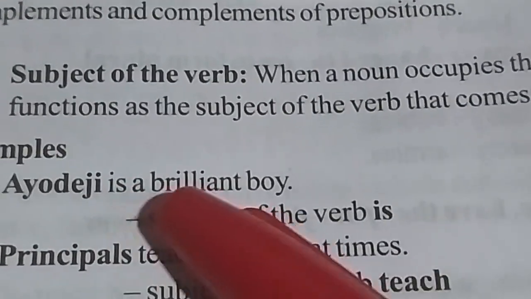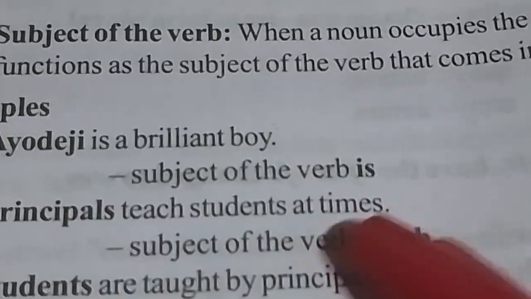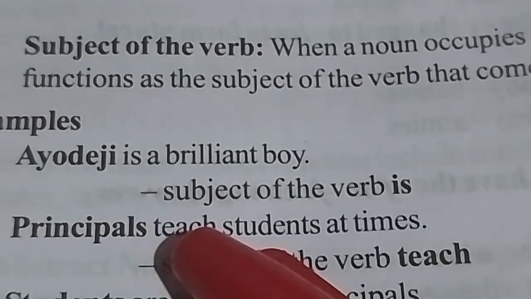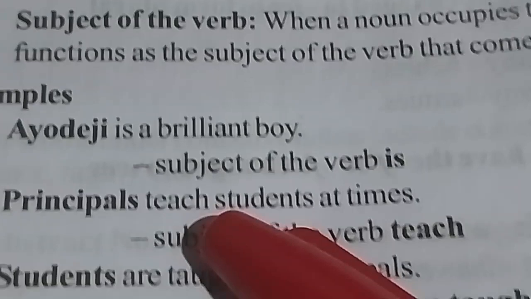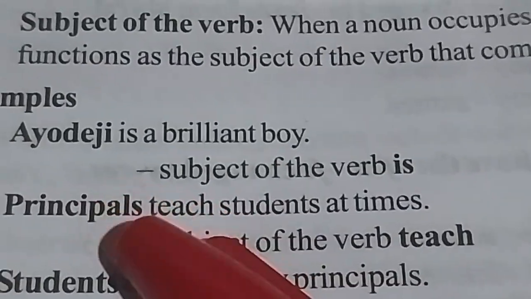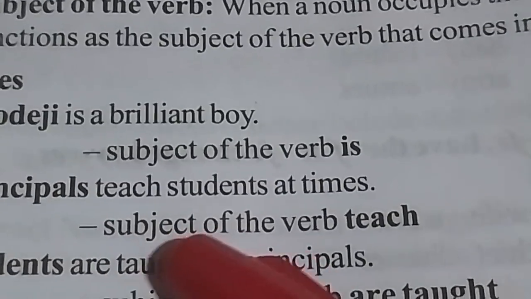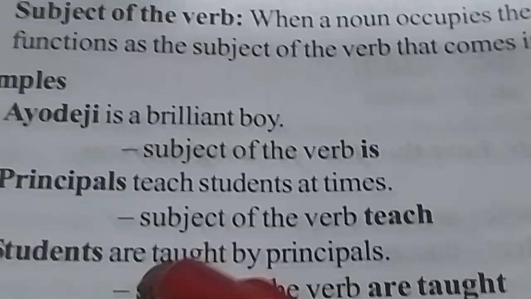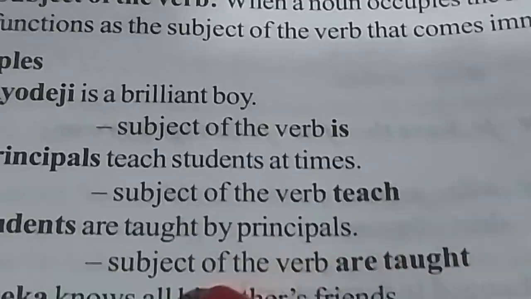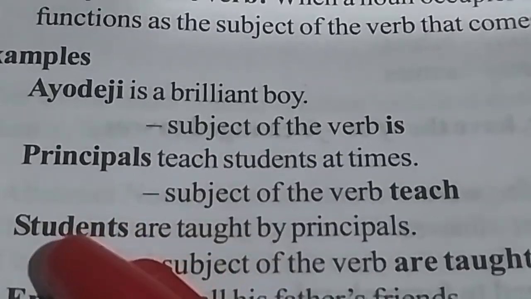So Ayodeji is a brilliant boy. Principals teach students at times. Principals here is a function of this verb here. Yes, this verb comes in because of principal. Subject of the verb teach is principals. Students are taught by principals. Subject of the verb are taught, the subject of the verb here is students.